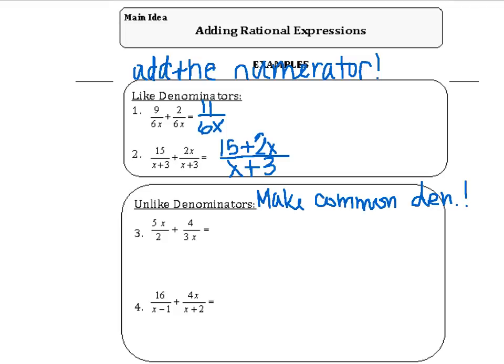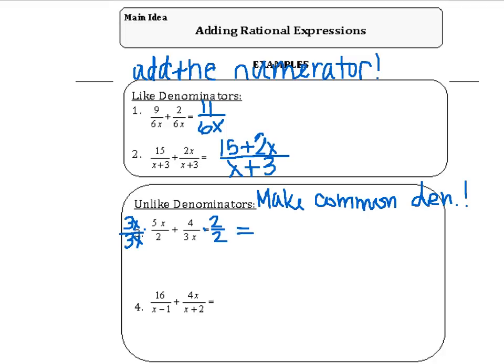So I always ask myself, well, what's this missing that the other has? Well, this has 3x and this doesn't have the 3x. And this one doesn't have a 2. So we need to multiply this one, the top and bottom, by 3x, and this one, the top and bottom, by 2. So I'm going to multiply by 3x over 3x. Remember, anything over itself is just like 1, so it's like multiplying by 1. It just changes the way it looks. And then I'm going to multiply this one by 2 over 2. Again, 2 over 2 is just 1, so it just changes the way it looks.